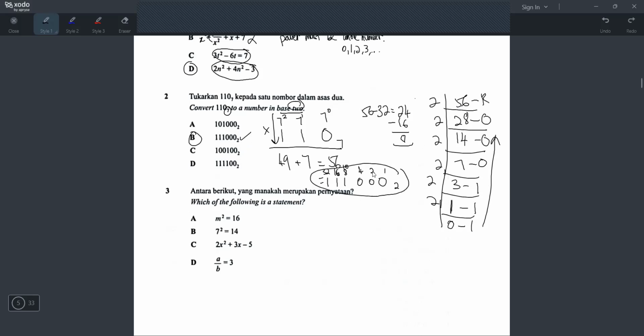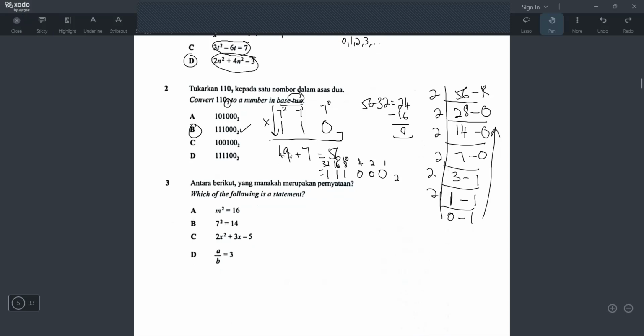But this method is much faster, okay? It depends on you which method you want to use, just use it. Because this is paper 1, the working is not important, right? As long as you get the same answer as me, then it's correct already.